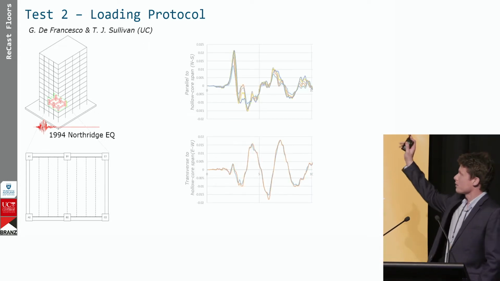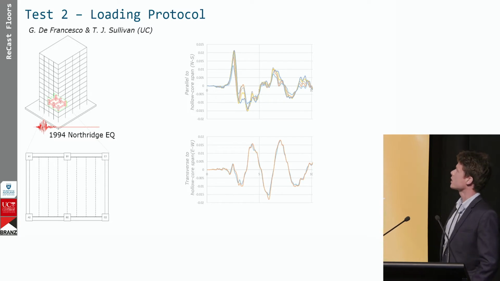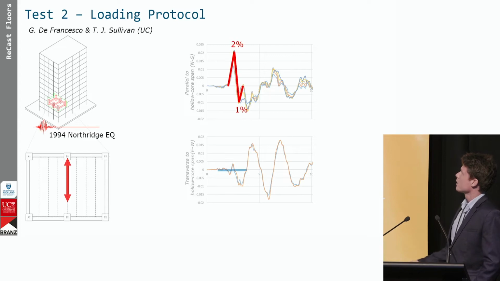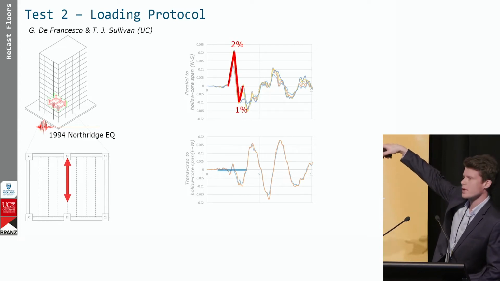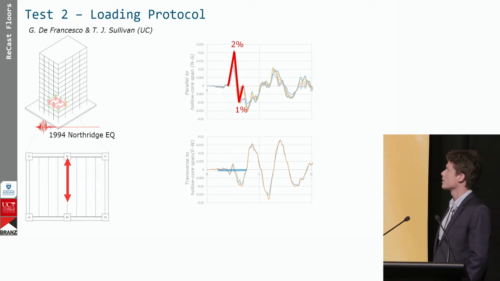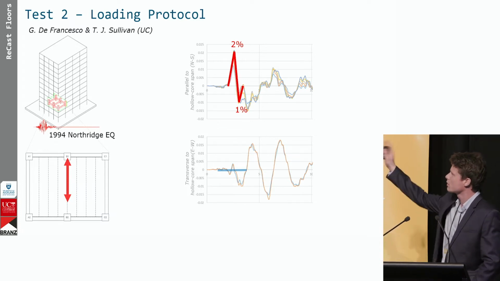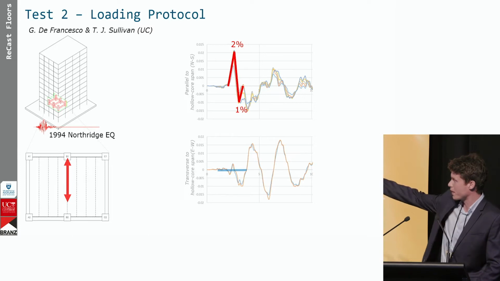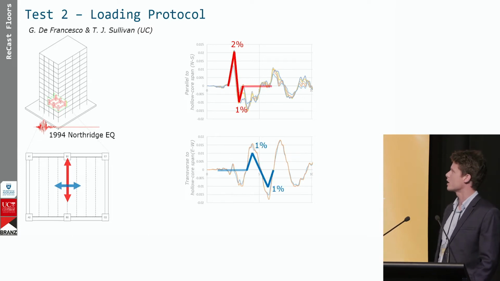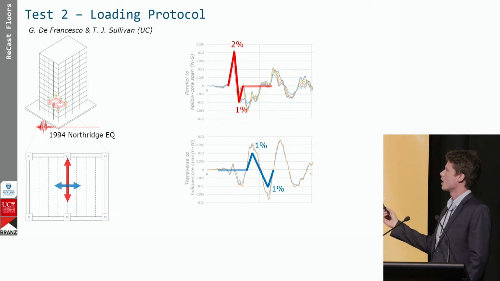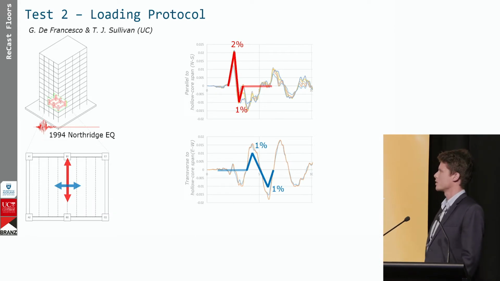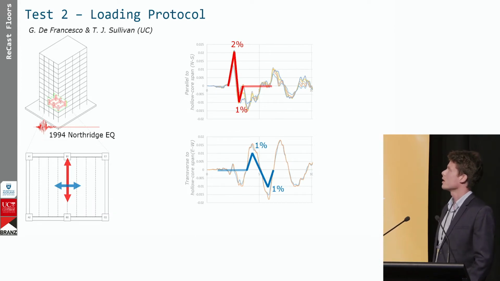And we got this response from this model when we subjected it to the earthquake. Worth noting is that we get that big pulse at the very start, up to 2%, which is quite large drifts for hollowcore floors. And then 1%, and that was parallel to the units. And then we simplified it to 2 pulses to 1% in the transverse direction.